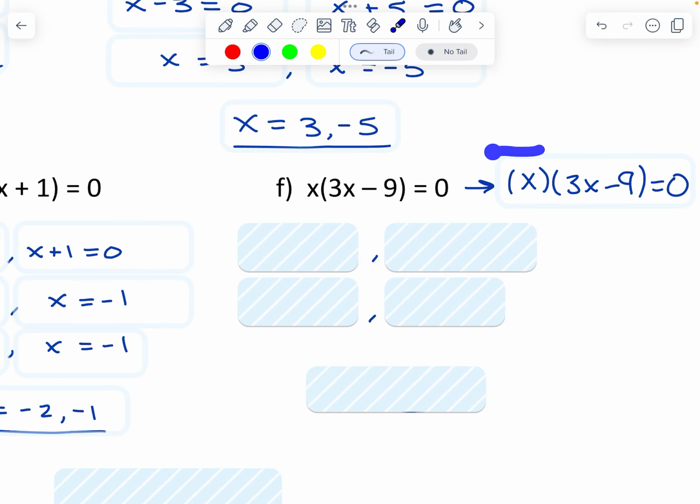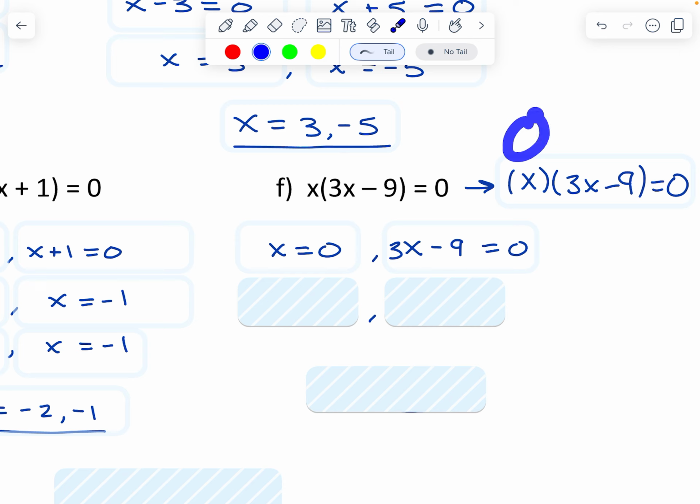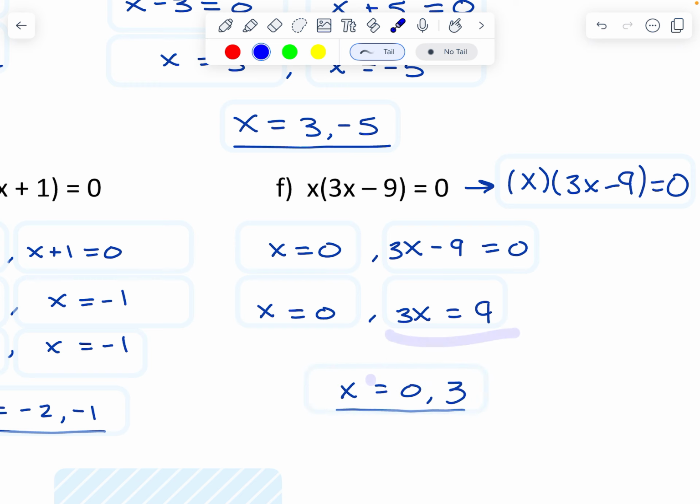Same thing. I have x is equal to 0. I have 3x minus 9 is equal to 0, right? It's either x is 0, 3x minus 9 is 0, or they are both 0. X stays as 0. We add 9 to both sides. Here we're going to have to divide by 3. After we divide by 3, you're going to get 3. So your solutions are 0, comma, 3.